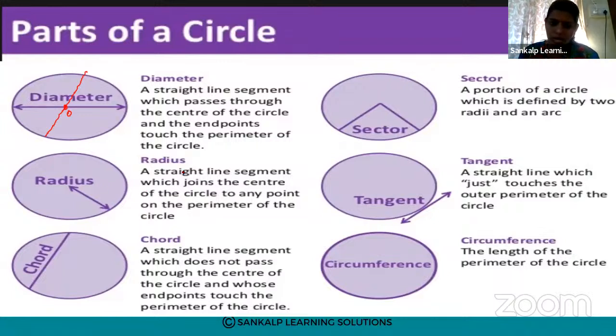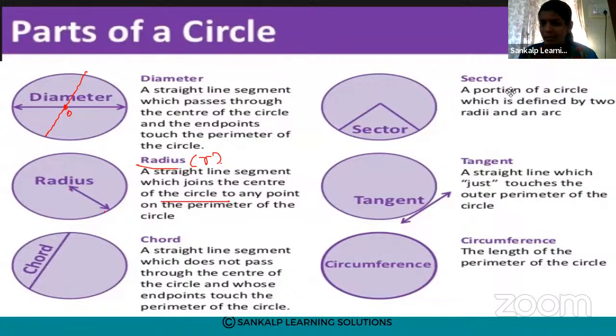Radius. Radius means what? A straight line segment which joins the center of the circle to any point on the perimeter of the circle. So perimeter means outer boundary, right? So the line which joins the center of the circle to any point on the perimeter of the circle, that you call it as a radius. Okay, and it is denoted by R. Chord means what? A straight line segment which does not pass through the center of the circle and whose end points touch the perimeter of the circle, that you call it as a chord.